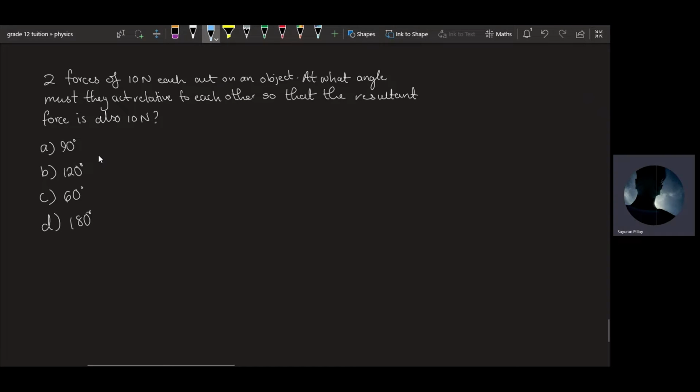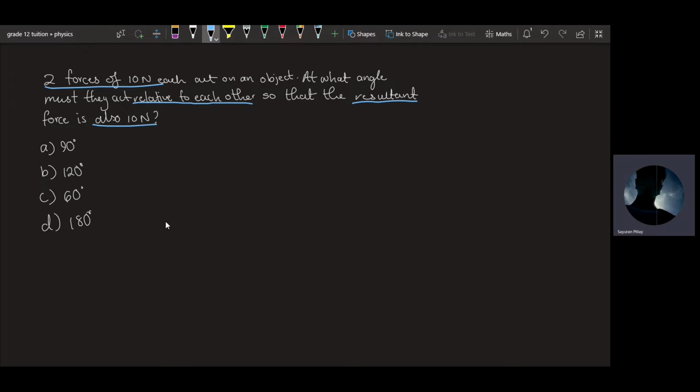Right? How do we go about answering this? So the question asks that two forces of 10 newtons each are acting on an object. At what angle must these two forces act relative to each other so that the resultant force of the two individual forces of 10 newtons must also be 10 newtons? How do we work this out?